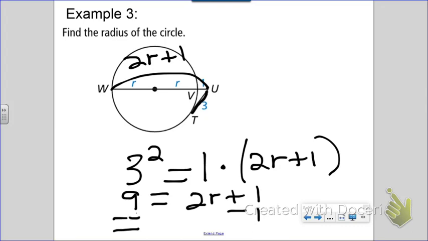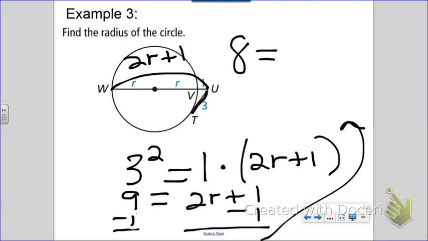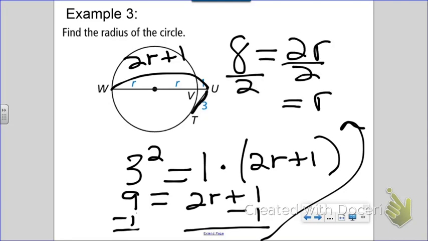Subtract 1 from both sides. 8 equals 2r. Divided by 2, r equals 4. So the radius is 4.